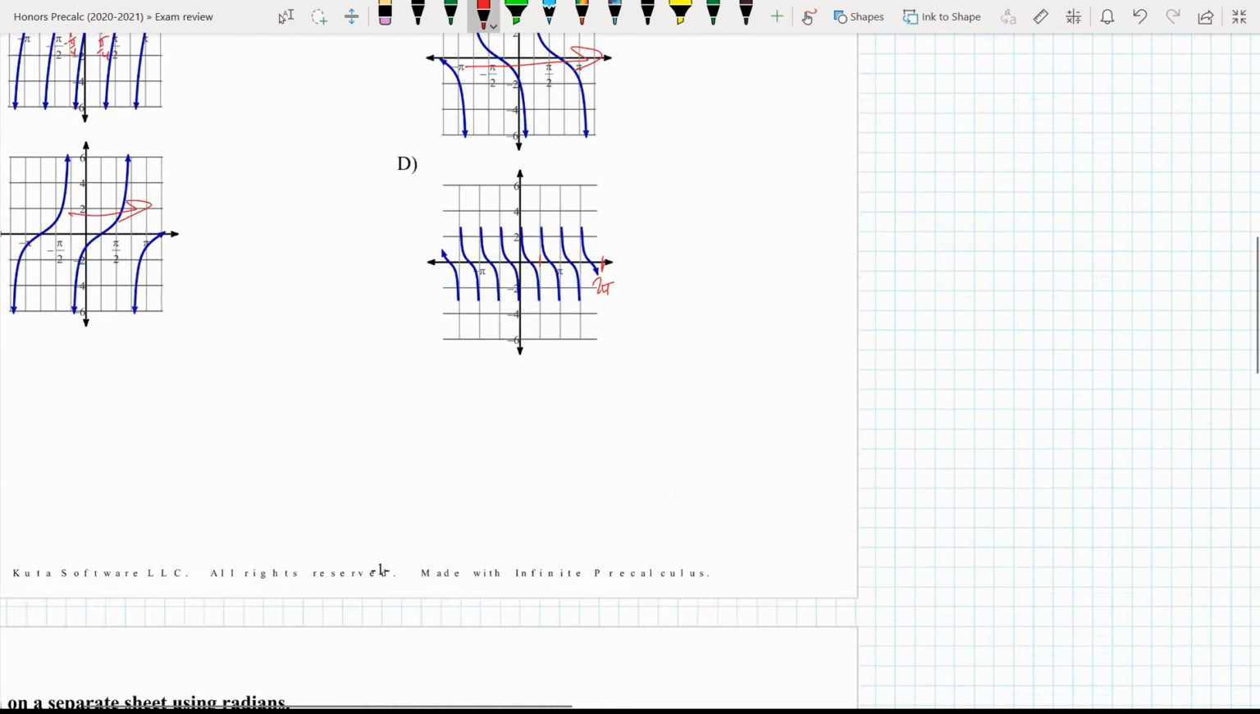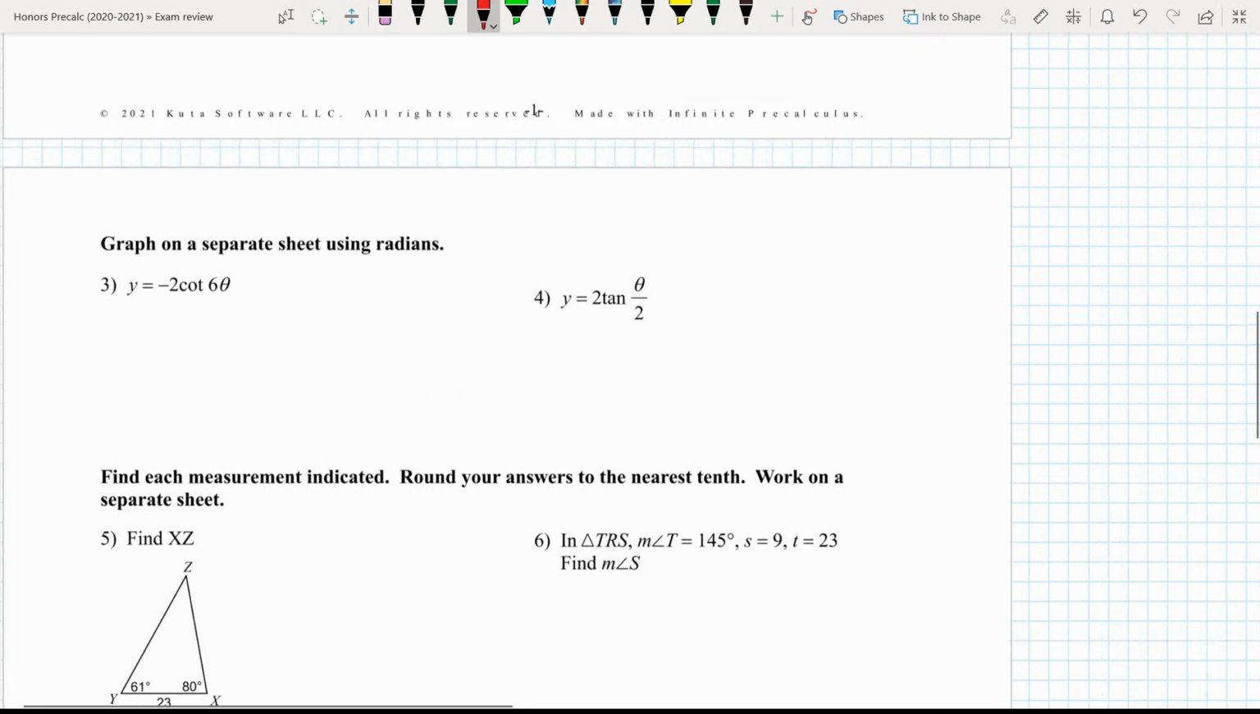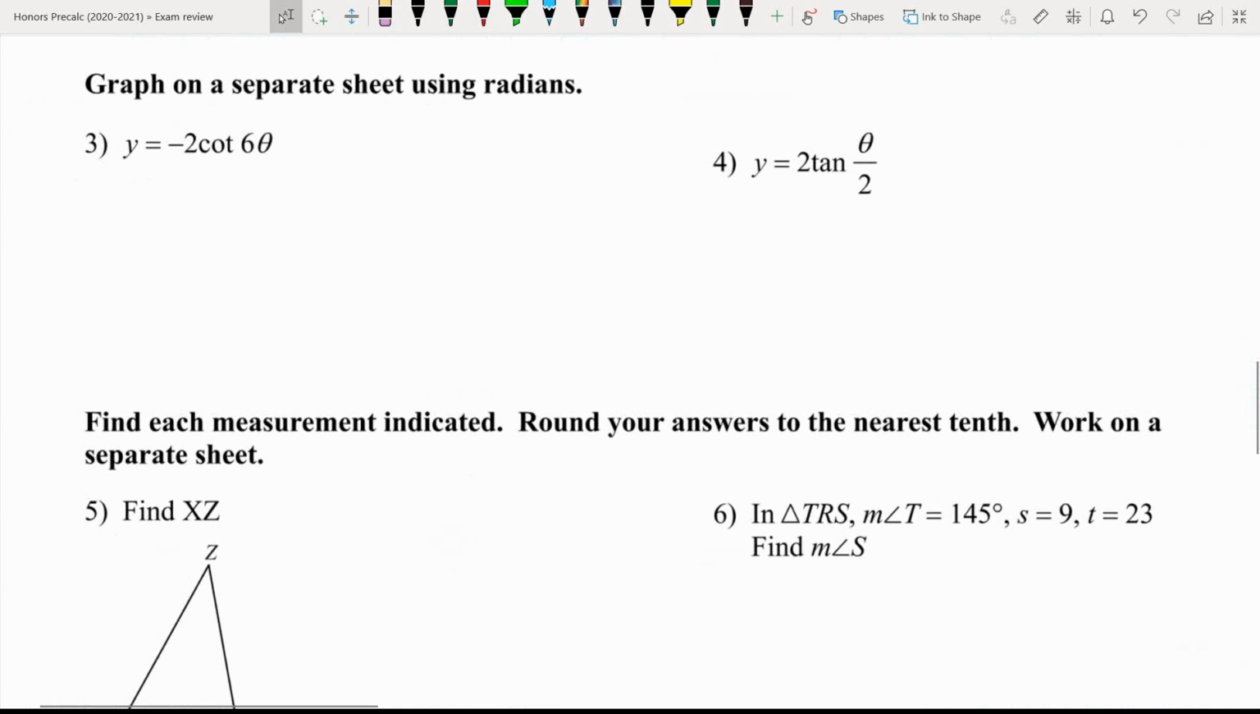All right, some other ones here. These ones you had to graph on a separate sheet. We had to use radians. So this one you can see we're doing with cotangent. b is equal to 6, so that means the period is pi over 6, and it's a negative 2 as our amplitude, which means it's going to be flipped upside down.